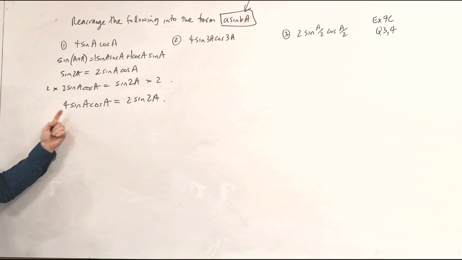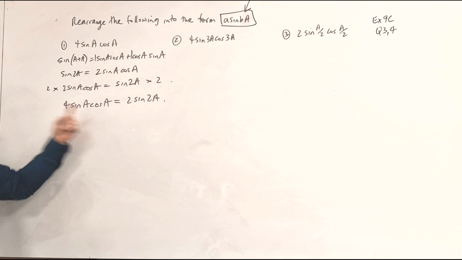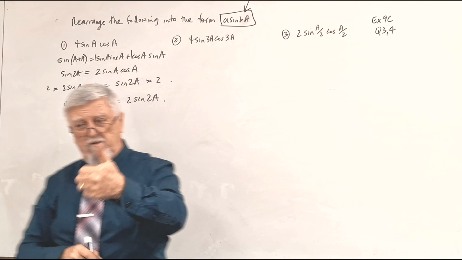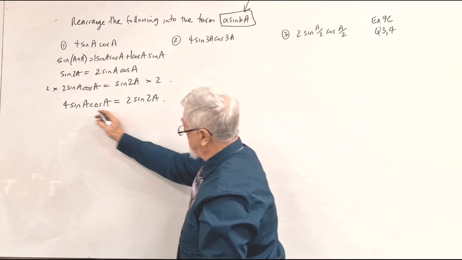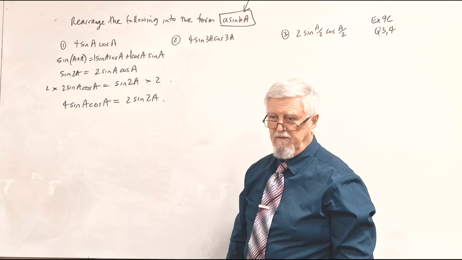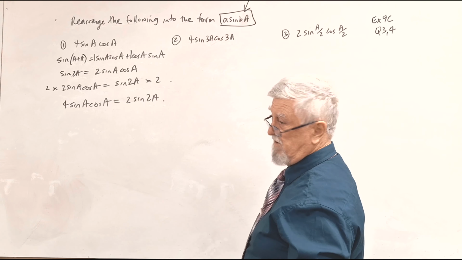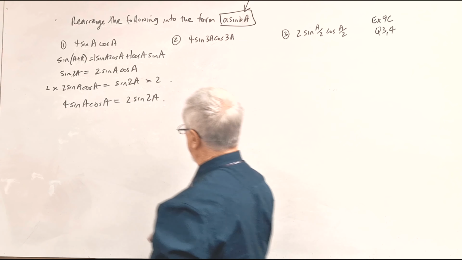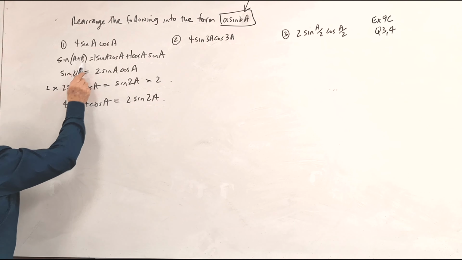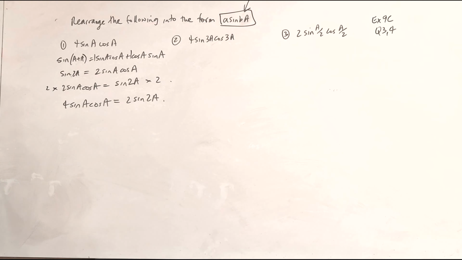So wherever you see a 4 sine A cos A, you can be expected in the middle of a proof or solving an equation, you're expected to know that. So you need a few seconds to get used to it. Why'd you write 2 sin 2A? Go back to the rule. I see. Sine of A plus A, sine 2A.